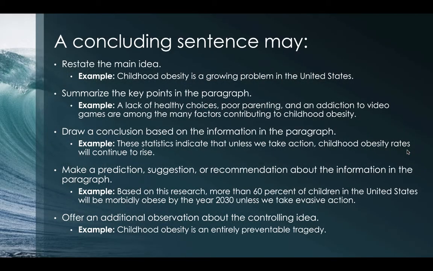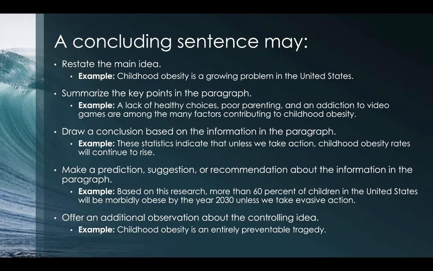So it may restate the main idea. An example here, childhood obesity is a growing problem in the United States. So that's obviously what that paragraph was about, and I'm sure that they were giving facts and statistics about how it is a growing problem. Summarize the key points of the paragraph. An example of that, a lack of healthy choices, poor parenting, and addiction to video games are among the many factors contributing to childhood obesity. So now we know what examples they used, even without having the whole paragraph there. I know what examples and what other facts or statistics were about in the supporting sentences of this paragraph.